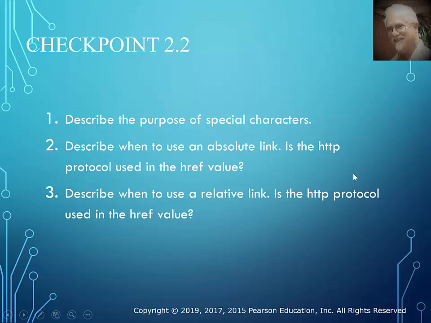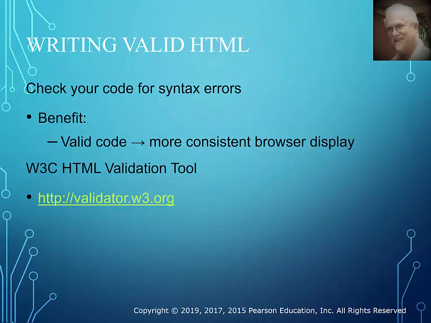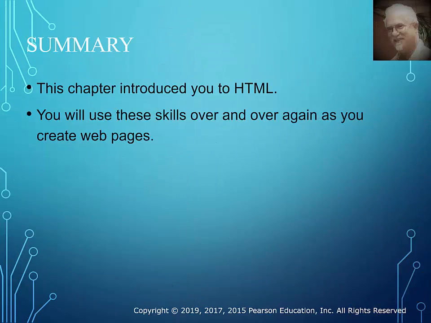Okay, hey, almost finished this part. You should be able to describe the special characters, absolute relative linking, that sort of thing. And of course, you want to check things, make sure they're valid. Another set of eyes is really helpful. If you don't have those, you can go to that validation page. Okay, hope you got an idea.